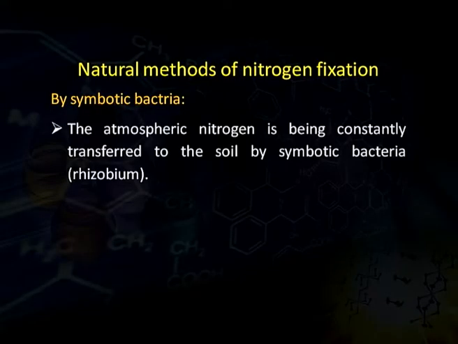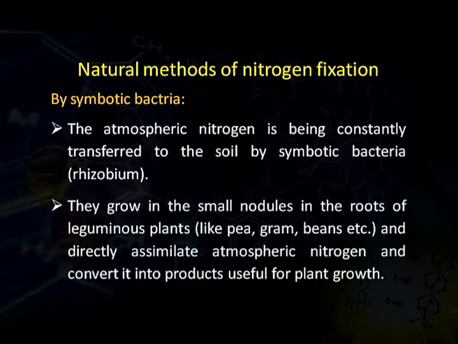The atmospheric nitrogen is being constantly transferred to the soil by symbiotic bacteria like rhizobium. They grow in the small nodules present in the roots of leguminous plants like pea, gram, beans, all these are leguminous plants, and these directly assimilate atmospheric nitrogen and convert it into products which are useful for plant growth.